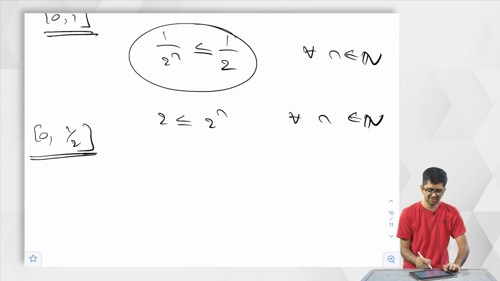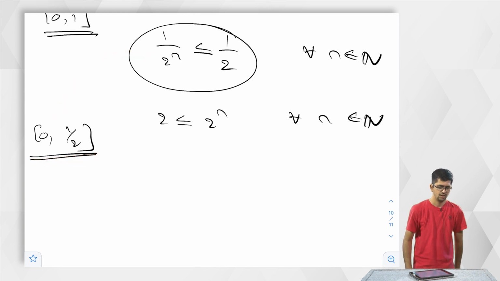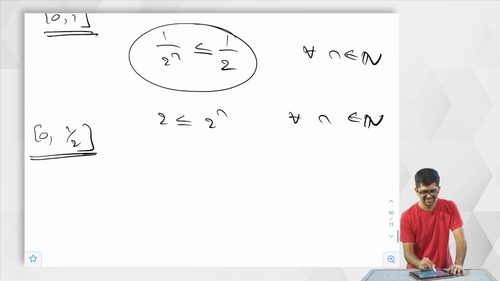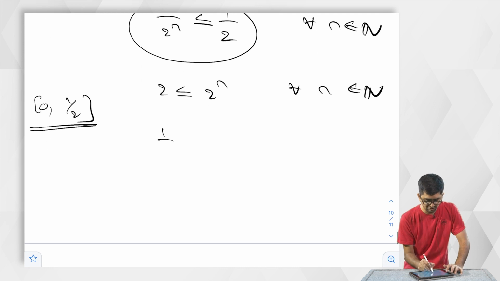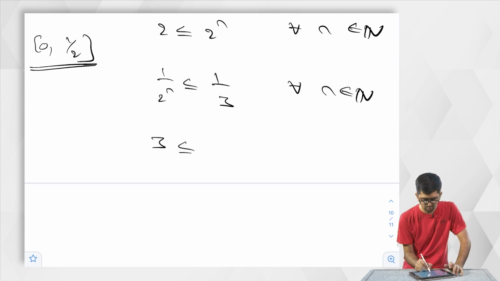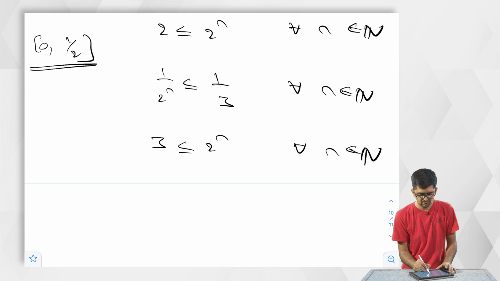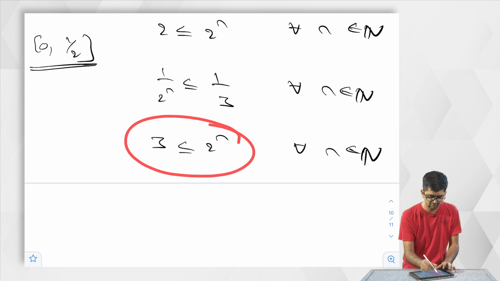So if this sequence is convergent, it should converge to some element in this. Let us not settle down here. It may be bounded by 1 by 3 also, right? Who knows? So 1 by 2 power n less than 1 by 3 for every n belongs to N. Is it the case? So 3 less than or equal to 2 power n for every n belongs to N. So we are checking whether this is true or not. Let us check for n is equal to 1. For n is equal to 1, this is 2 power 1, which is 2. Okay, this is not true for n is equal to 1.